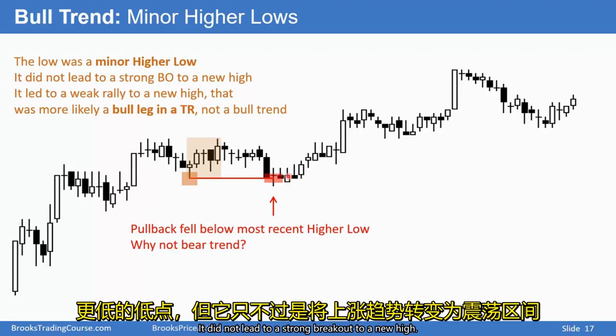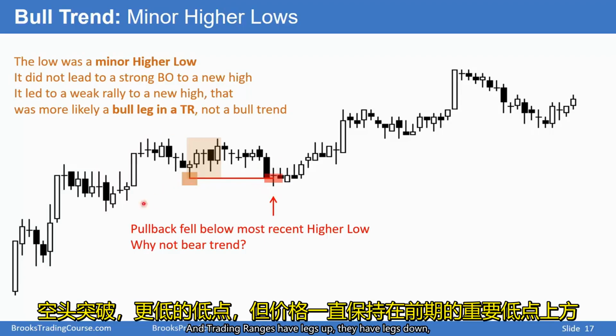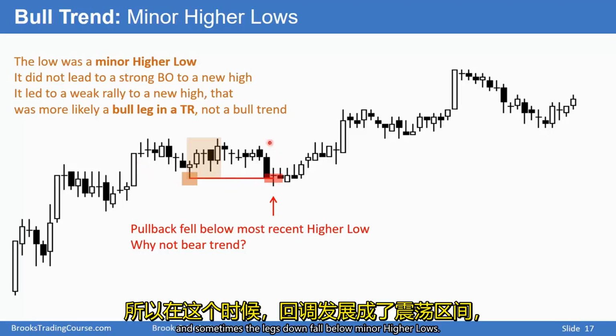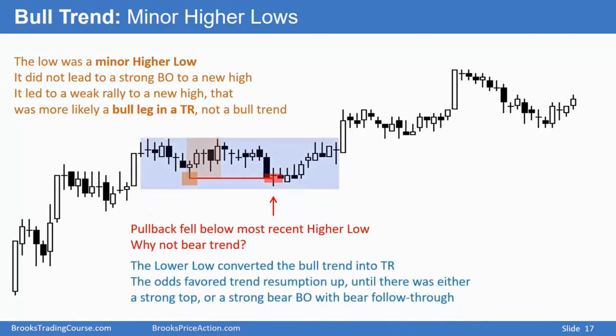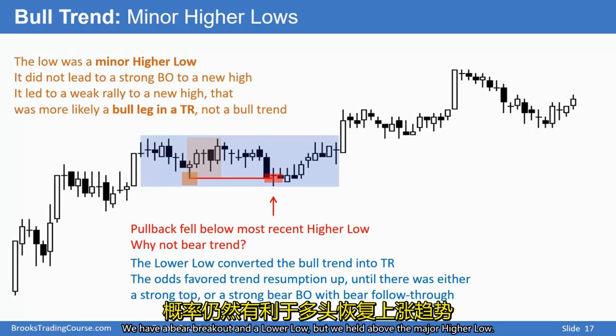Lower low, but it converted the bull trend into a trading range. We have a bear breakout and a lower low, but we held above the major higher low. So at this point, the pullback grew into a trading range, still in a bull trend. The odds still favor trend resumption up.